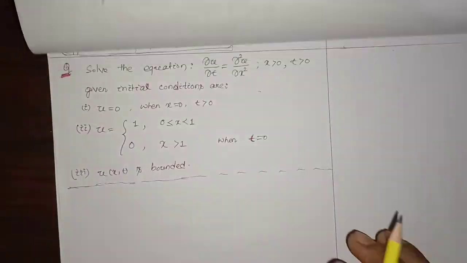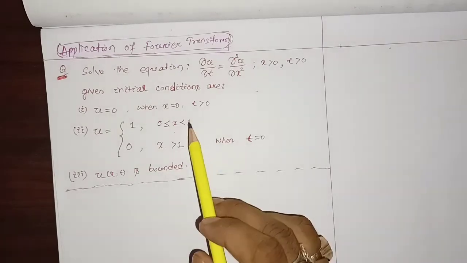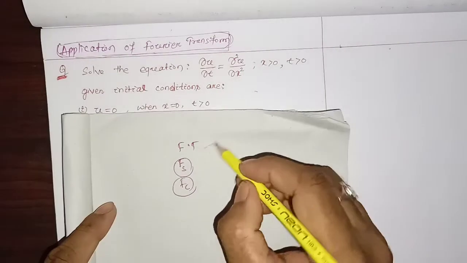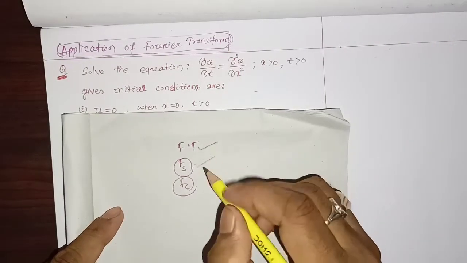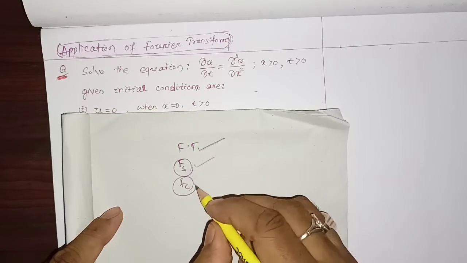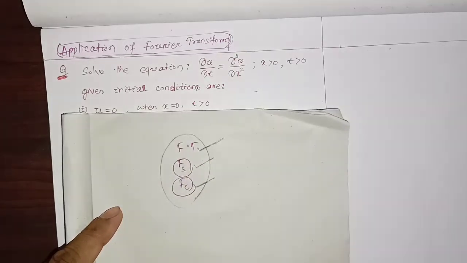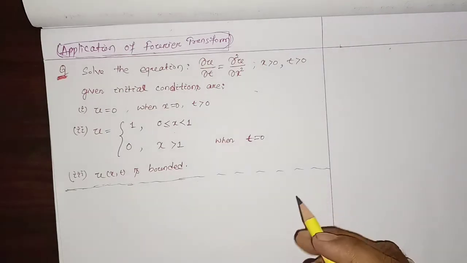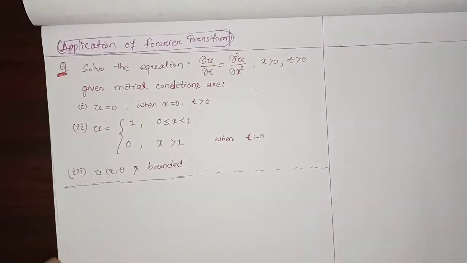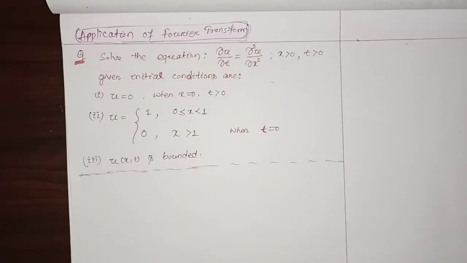So for this question, what will be applied: Fourier sine transform, Fourier transform only, or Fourier cosine transform? You just identify it, then you start to watch this video. Pause for some time and try to identify.